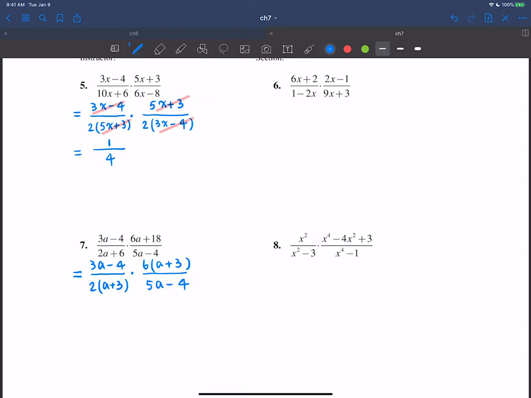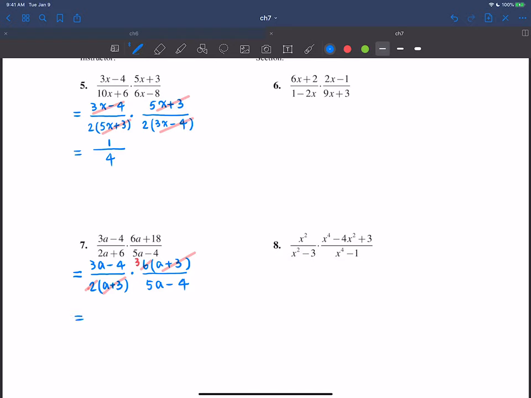Now let's cross out some common factors. We have a plus 3, a plus 3. And for the number part, we have 2 and 6, so I could divide 2 by 2, divide 6 by 2. If I divide 2 by 2, it just becomes 1. If I divide 6 by 2, it becomes 3. So I'm going to write a 3 right here. And I think that's everything that I can do.